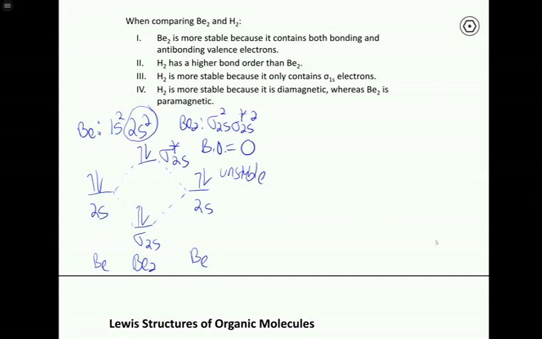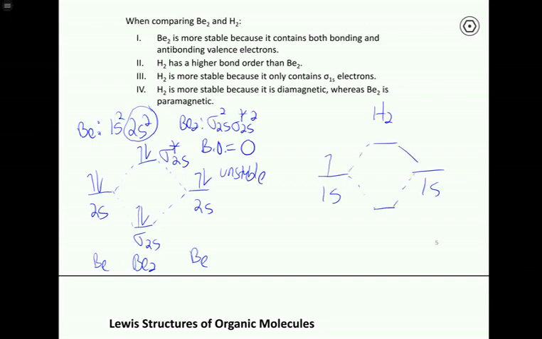So anything that claims that Be2 is more stable than H2 is probably wrong. We can verify for H2 now. We did this one in class, and we know already that it's a single bond. Valence bond theory predicts that, and that's what molecular orbital theory gives us as well.